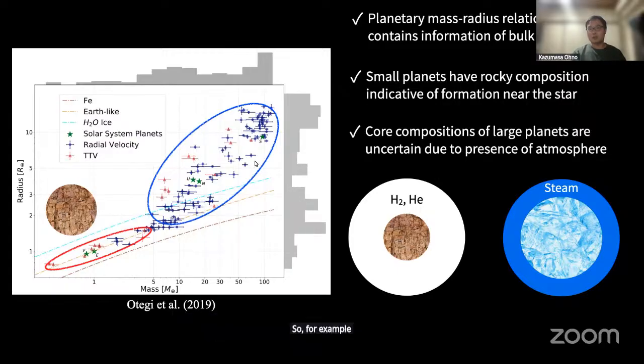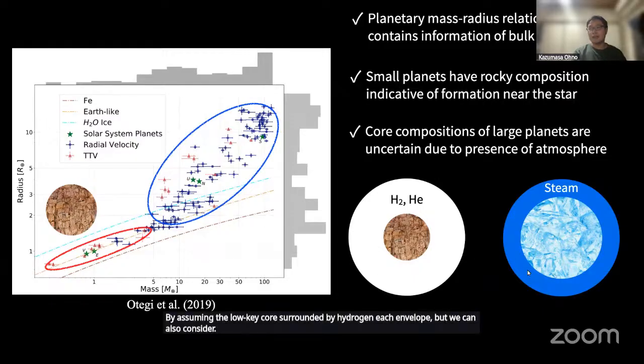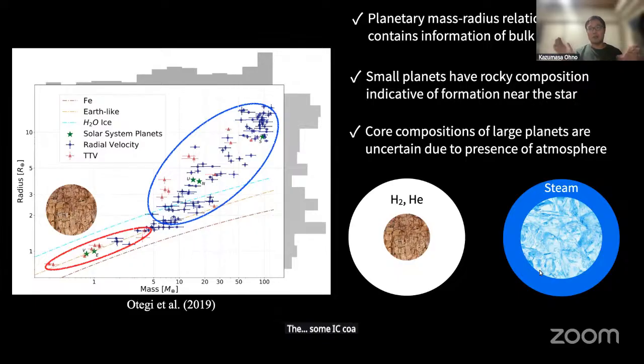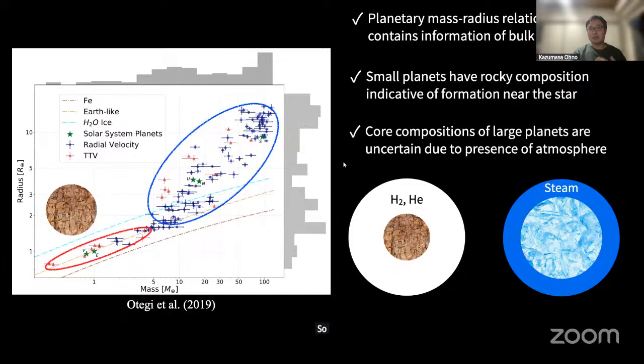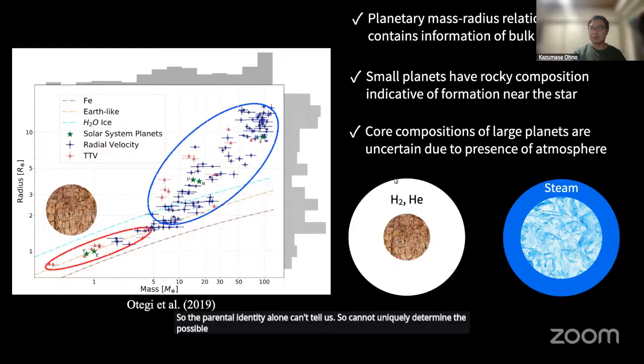For example, we can explain the mass-radius relation of a certain sub-Neptune by assuming a rocky core surrounded by a hydrogen-rich envelope, but we can also consider an icy core surrounded by a heavier steam envelope. So basically, if the planet has too low a density or too large a radius, the planetary density alone cannot uniquely determine the possible core compositions.